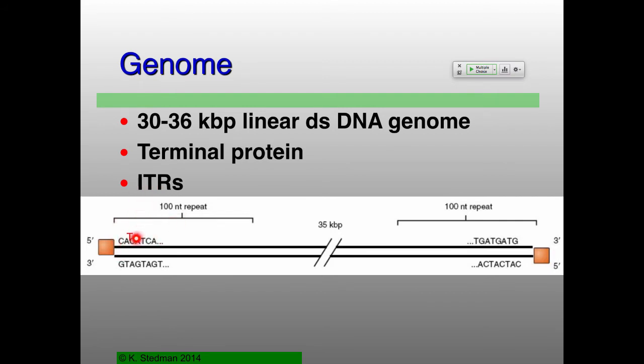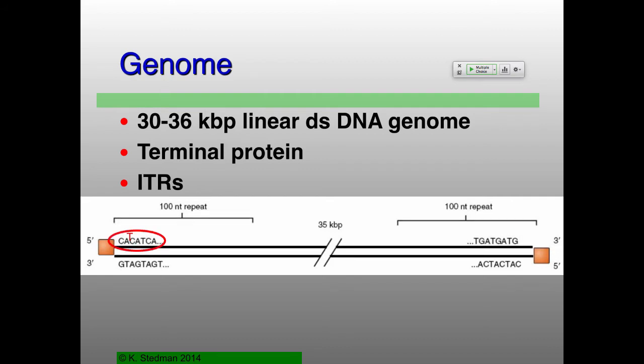So again, these inverted terminal repeats are about 100 nucleotides long, so they didn't write all of them out here. But with these inverted terminal repeats, you've got one strand that has one sequence from 5' to 3', and then on the opposite end, you've got a sequence which is identical to that. And what that means, of course, is that this end of the genome is going to be complementary to that end of the genome on that same strand. And we'll get back to that a little bit later on.